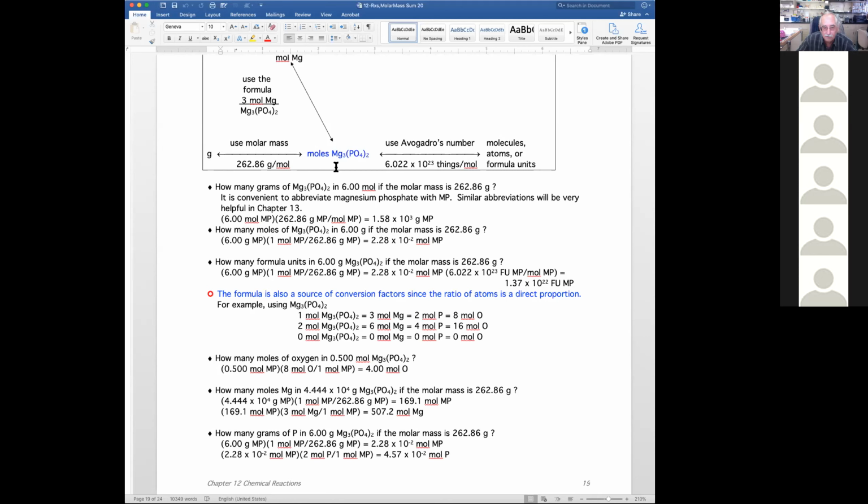I got to get the moles. So I need to get rid of grams and keep moles. So grams goes on the bottom, moles goes on the top. Now I'm at moles, I'm right here. What are they asking again? How many formula units? So that's Avogadro's number. So I have to get rid of moles, right? And keep formula units, which is on the top right here, and that's my answer.